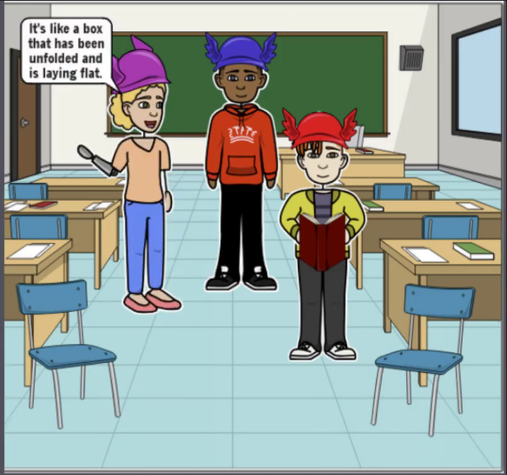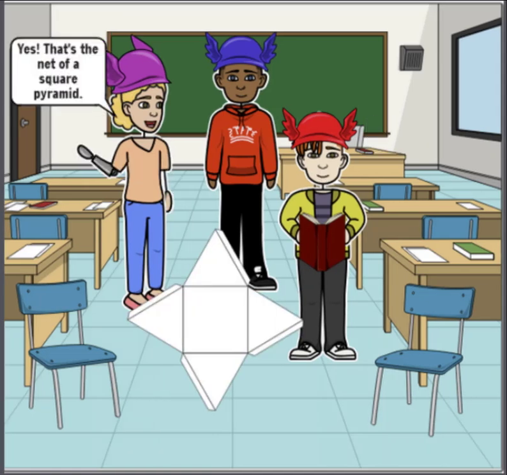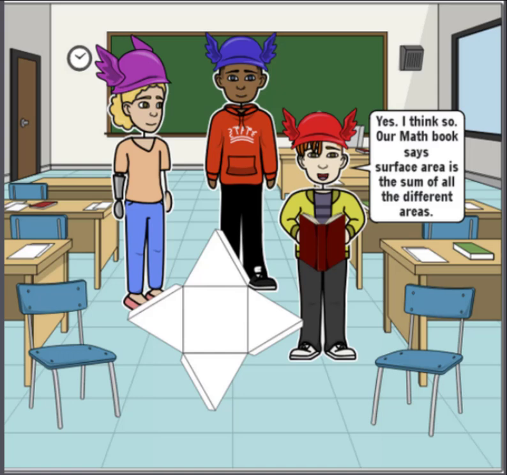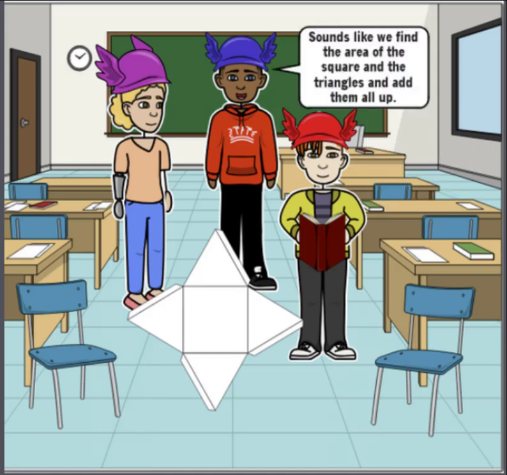Oh, what's a net? It's like a box that has been unfolded and is laying flat. So like this? Yes. That's the net of a square pyramid. So we use this to find the surface area? Yes, I think so. Our math book says surface area is the sum of all the different areas. Sounds like we find the area of the square and the triangles and add them all up.